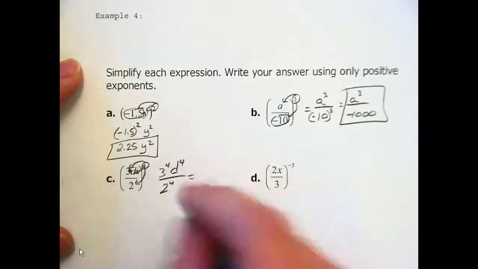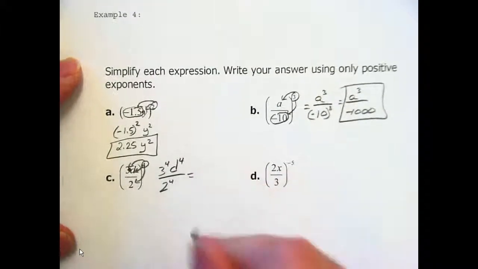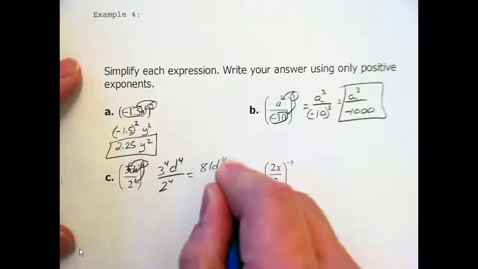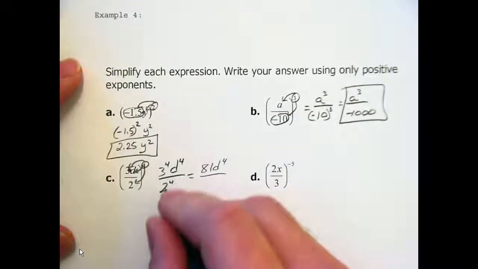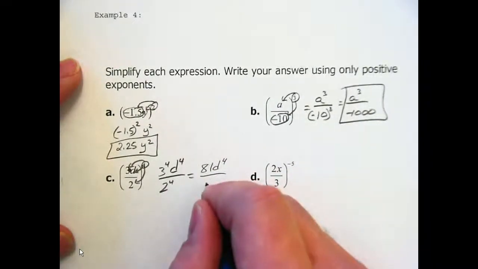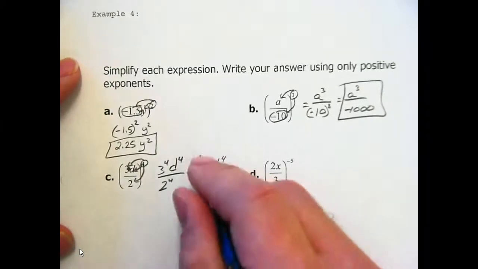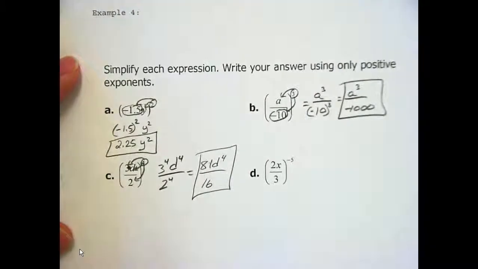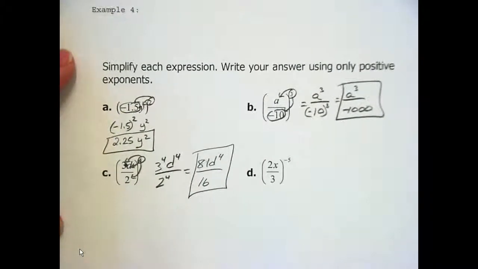Gives me 3 to the 4th is not 12, it is 81, thank you. D to the 4th over 2 to the 4th is 16. Now if you can simplify 81/16, you go for it, but you can't simplify that part, so you're good.